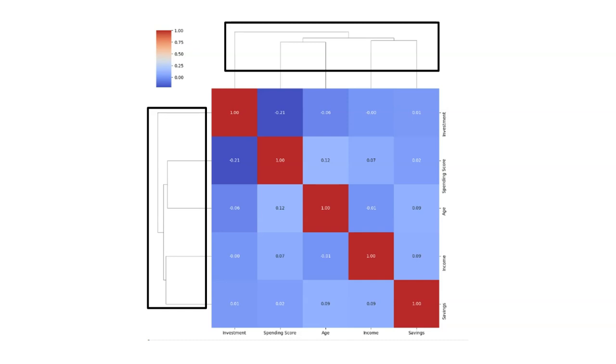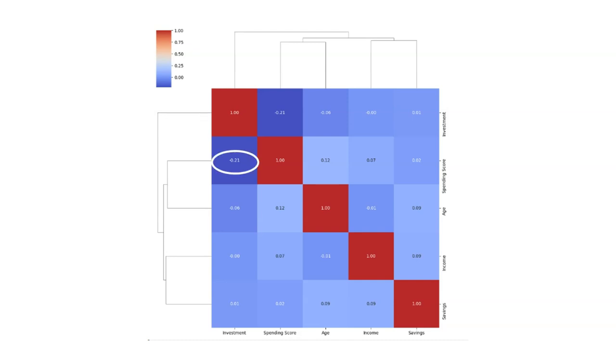Branches that join closer to the root of the tree represent variables that are more similar. Income and savings are closely related as they join at the lowest point in the hierarchy. Age appears to be less related to other variables since its branch joins later in the hierarchy. The main takeaway from this heat map would be the relationship between different financial metrics.